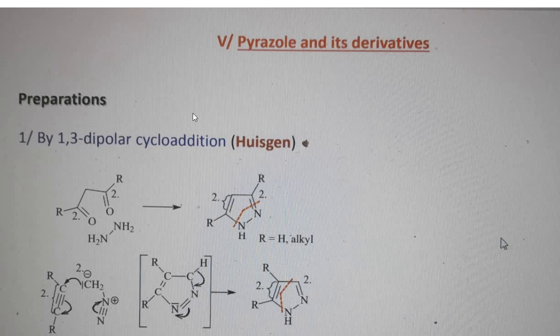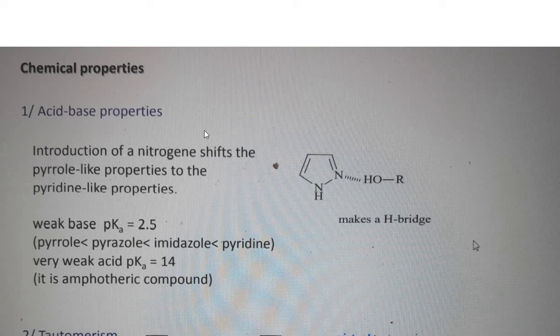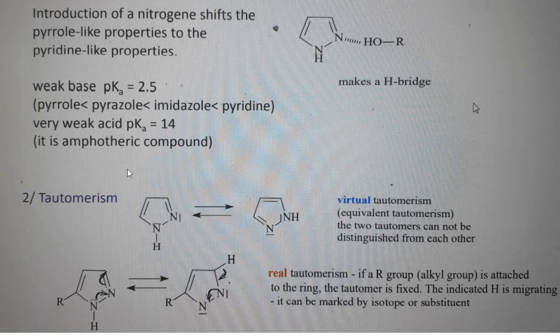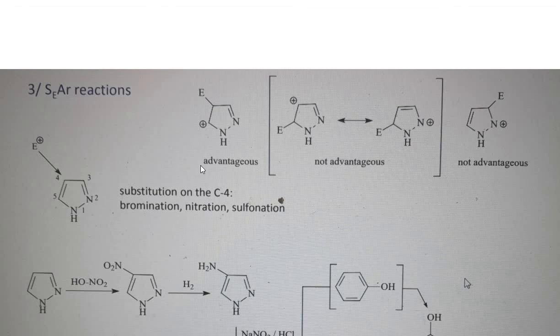Now how you will synthesize the pyrazoles. This is the pyrazole. Direct synthesis: oxygen changes with the NH, then this is the pyrazole. The acid-base properties of pyrazoles are also very important. How this is forming hydrogen bond, this hydrogen forming with the other tautomeric forms, annular tautomerism and side-chain tautomerism. So write it down in your notebook.